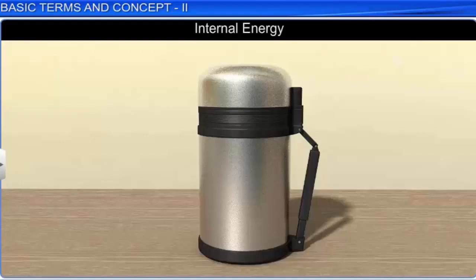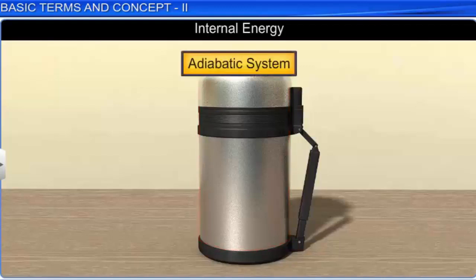Let us take a certain amount of water in a thermos flask or an insulated vessel that does not allow heat exchange with the surroundings. Such a system is called an adiabatic system. The state of such a system changes without an exchange of heat, and thus the process is called an adiabatic process. In other words, delta Q is equal to 0.